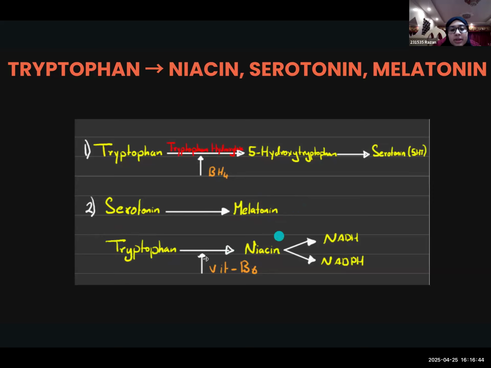From tryptophan, you can also get niacin, which is vitamin B3, in the presence of vitamin B6, pyridoxal phosphate. Then niacin is going to give you NADH and NADPH. As I'm watching your recording, your doctor gave a question: which of the following amino acids can give a neurotransmitter and a vitamin? The answer was tryptophan. So such questions can be asked.